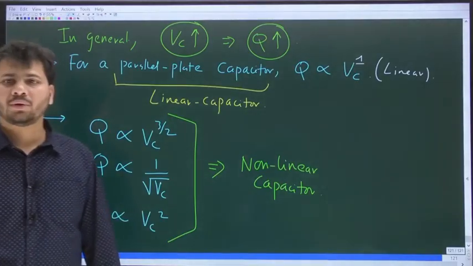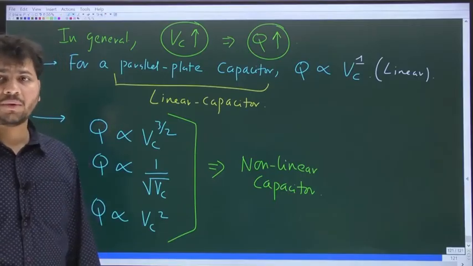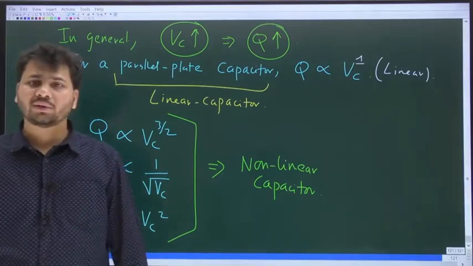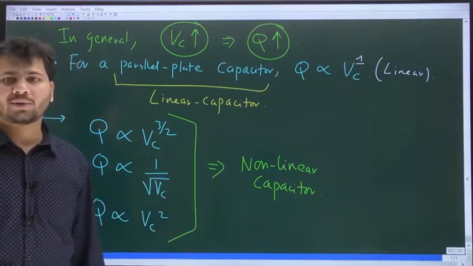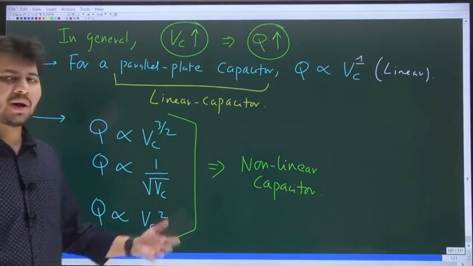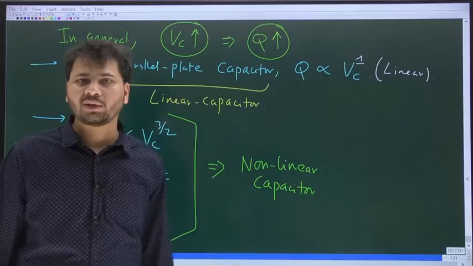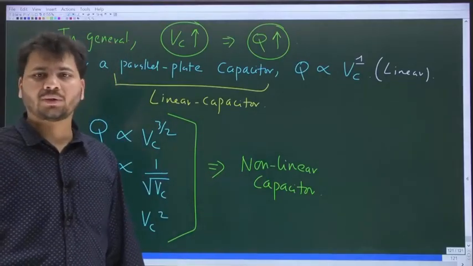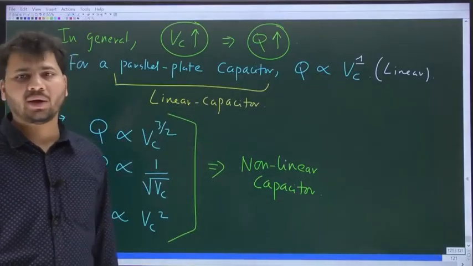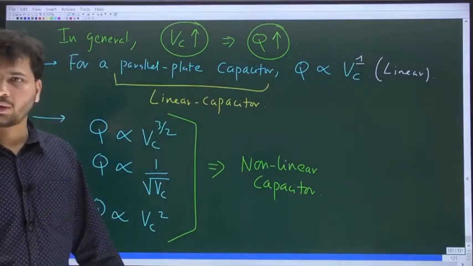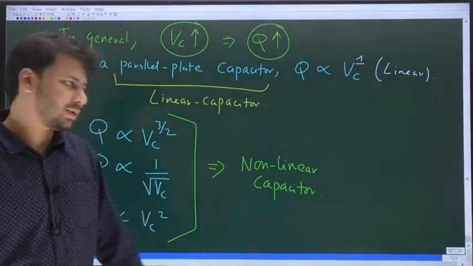So whenever Q is proportional to Vc to a power other than 1, such a capacitor will be treated as a non-linear capacitor. But for all the capacitors we will come across in this course, Q is proportional to Vc power 1, or simply Q is proportional to Vc, and all those capacitors are going to be linear capacitors. Linear capacitor means charge proportional to voltage. Okay, that's all.